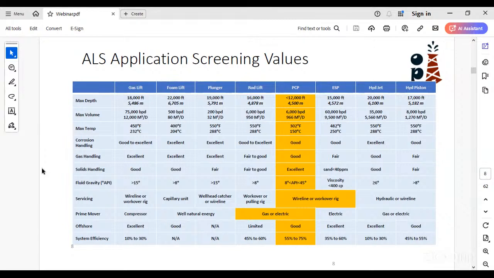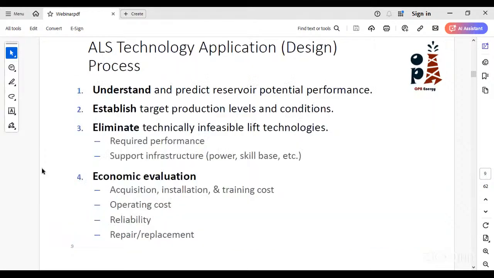For this screen, you can take a quick look and choose the artificial lift system that best fits your application or your production rate and lift capacity. So how to design or choose the artificial lift system technology application, starting from understanding and predicting reservoir potential and establishing the target production levels from the start of the initial production of the reservoir till the end of the reservoir.